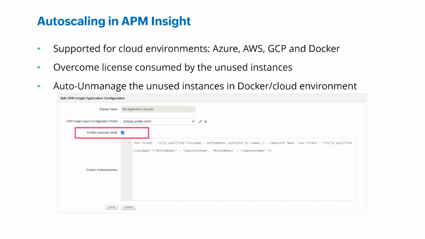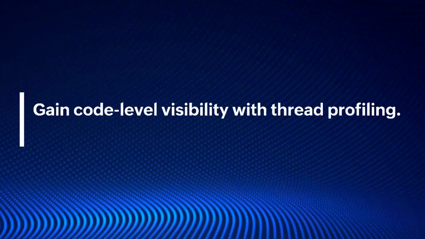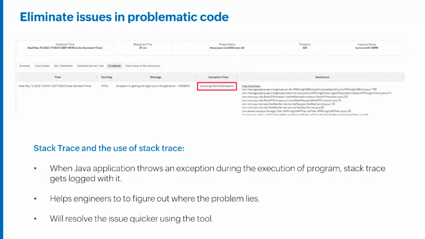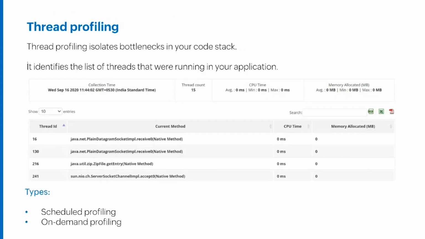Next, we shall discuss gaining code level visibility with thread profiling. Here, let us see the need for thread profiling under the topic eliminate issues in problematic code. As you are aware, a stack trace represents the movement of an application during the execution of a program. When Java applications throw an exception, the stack trace gets logged. When a program is executed, memory is often dynamically allocated in two places. One is the stack and the other one is the heap. The memory is continuously allocated on a stack but not on the heap.